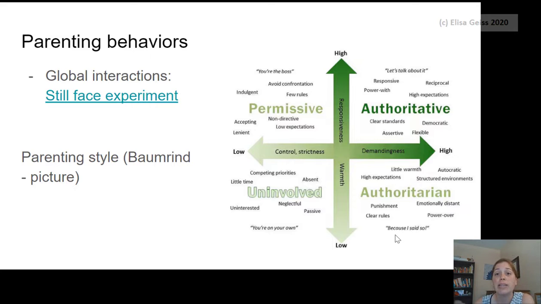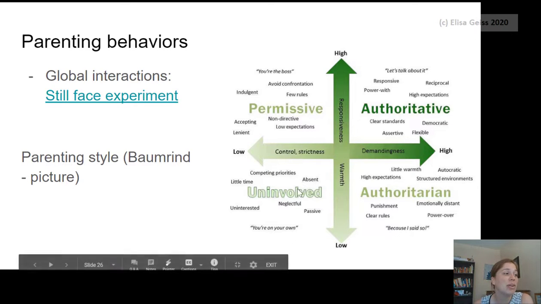So those things might influence whether or not children develop disorders. So let's apply this now to Valerie's case. What type of interactions is she having with her parents?